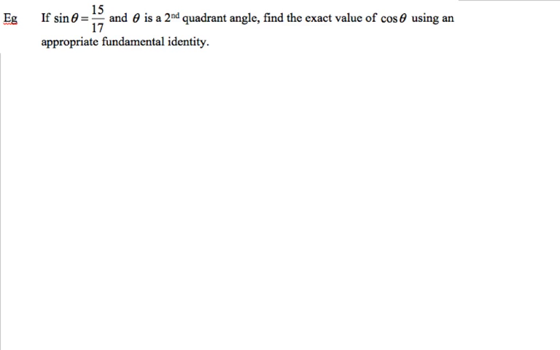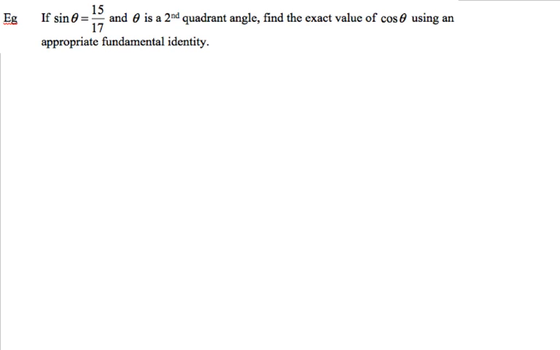So here, we only have the value of sine theta. It's 15 over 17. We know that theta is a second quadrant angle, and to be honest, that's not useful information at the moment. It will be useful later on, though. We want to find the exact value of cosine theta.